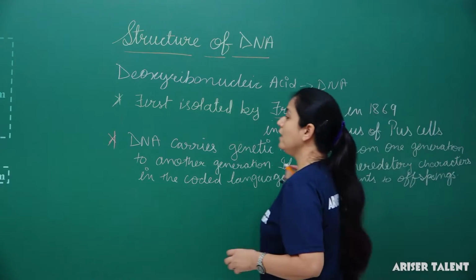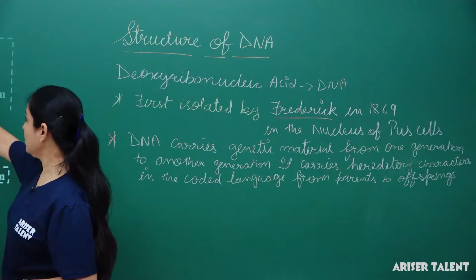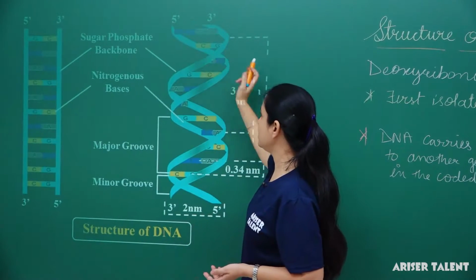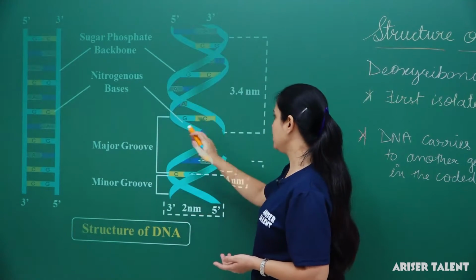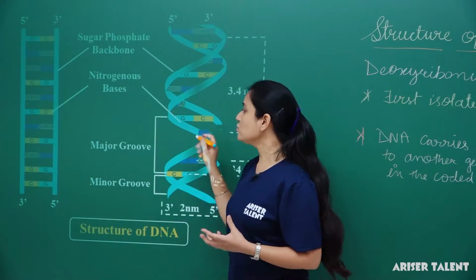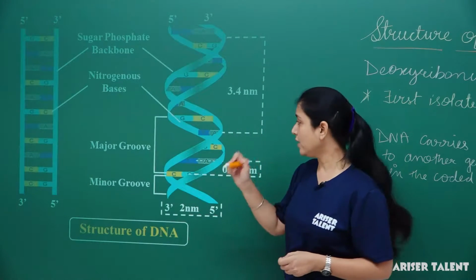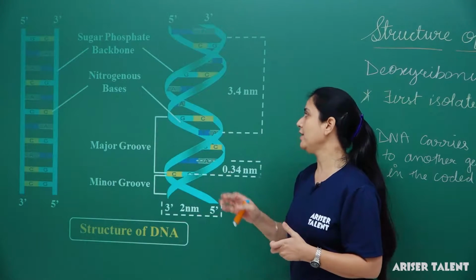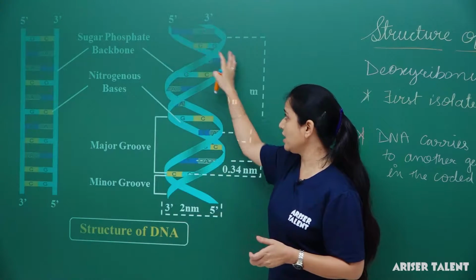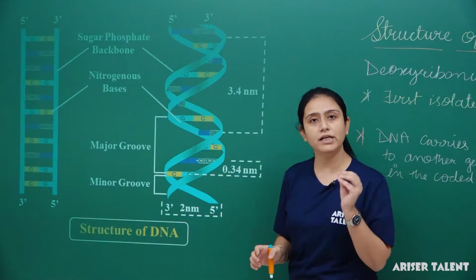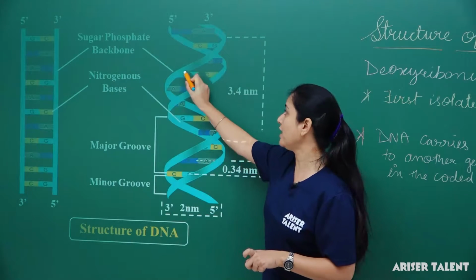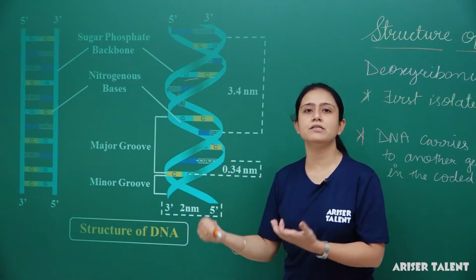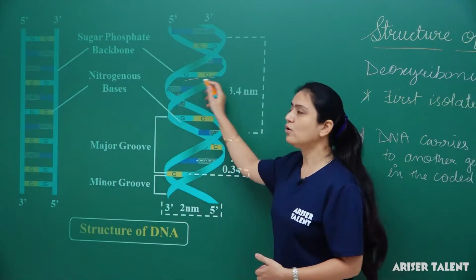Okay, here we can see in the diagram, here this is the coded language. Here we can see TACGGC AAGC. So this is a coded language. What are these? Actually these are genes. Okay, they carry the hereditary material. So we must say that this DNA carries the hereditary material in the coded language, from the parents to the offspring.